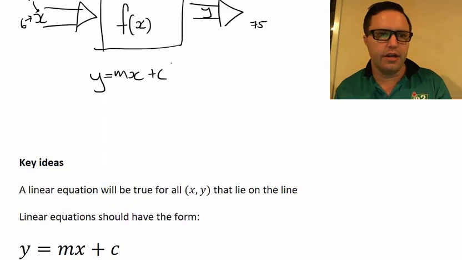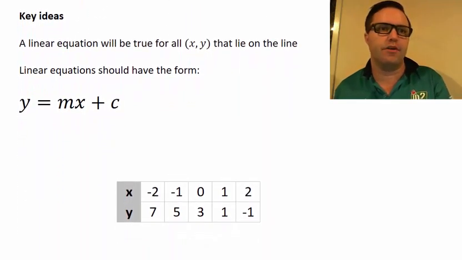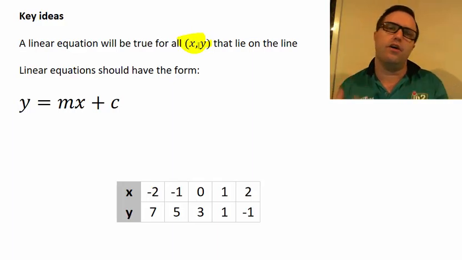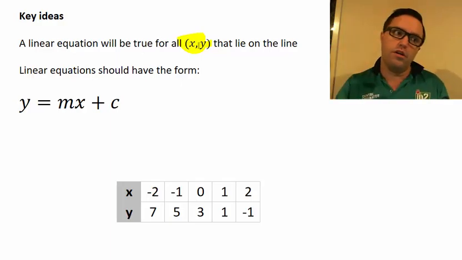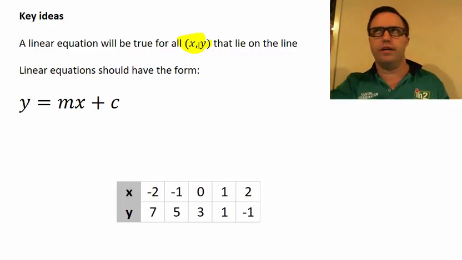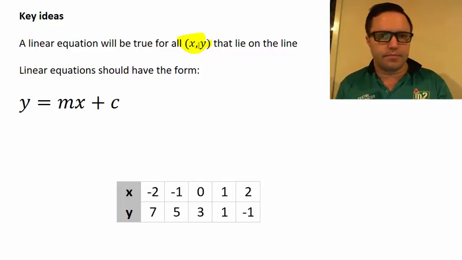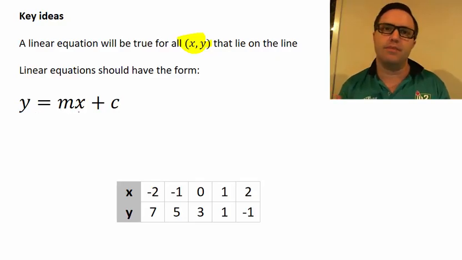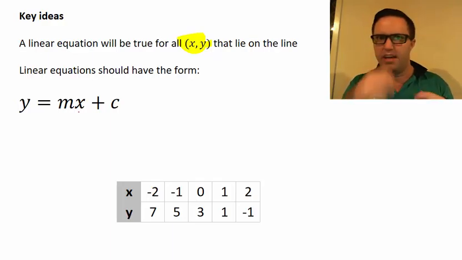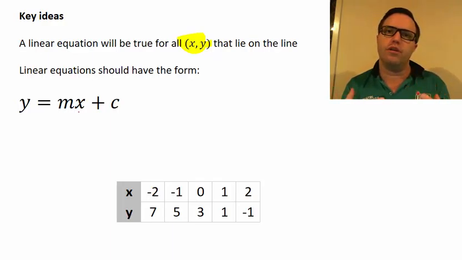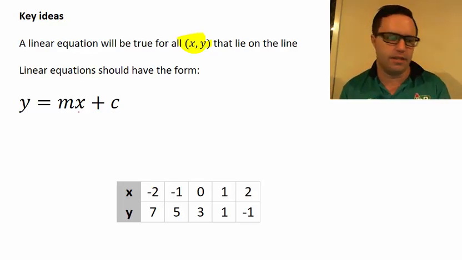Okay, so some key ideas for you to have a think about. A linear equation will be true for all x, y points that lie on the line. Remember, a linear equation is just an equation that describes a set of points that all lie on the line that goes all the way from one side to the other. Linear equations, at least for you guys to worry about, should have this form y equals mx plus c. So whenever you're asked in a question to model a situation, you're going to want to model it so it looks like y equals mx plus c.